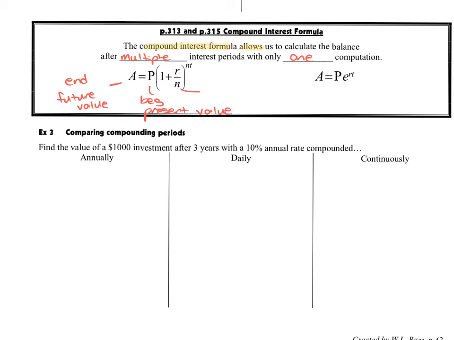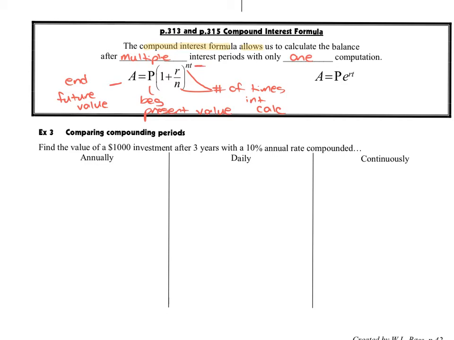Our n's, and you'll notice that there's n in 2 places in this formula. This is the number of times interest is calculated. So if it's compounded daily, we're going to put a 365 in there.